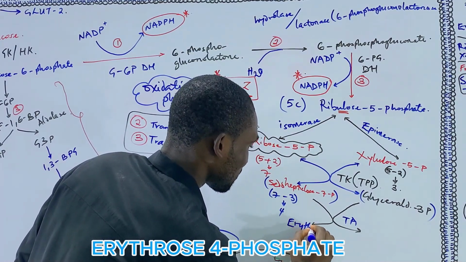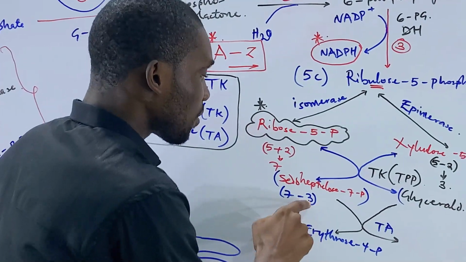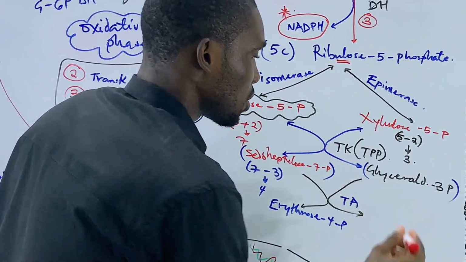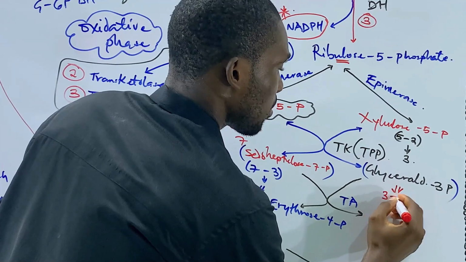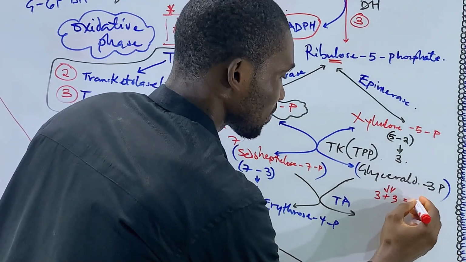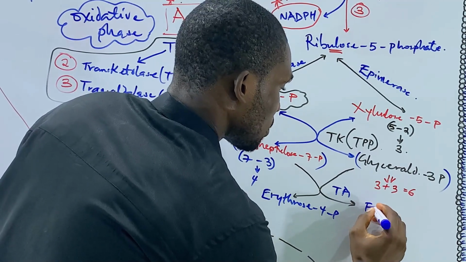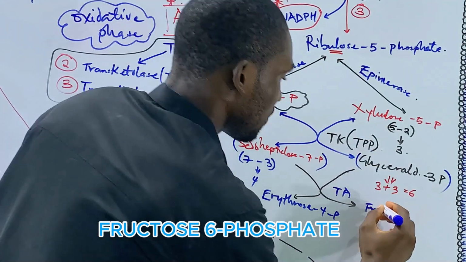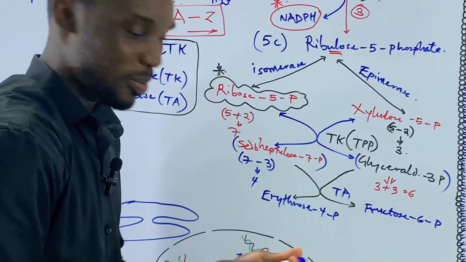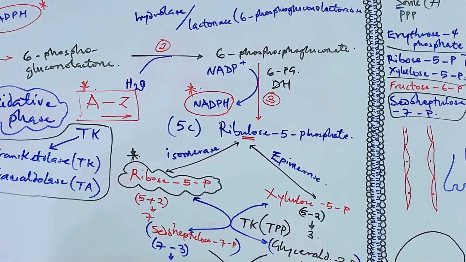Erythrose 4-phosphate. And then after the transfer of 3 carbons to glyceraldehyde 3-phosphate, it now becomes how many? That's 3 here, plus 3 that was transferred, making it what? 6. So this gives us fructose. Remember, 6 is fructose, right? Fructose 6 phosphate. I'm sure you're happy. That's pretty easy. Fructose 6 phosphate. No need memorizing these pathways, right?